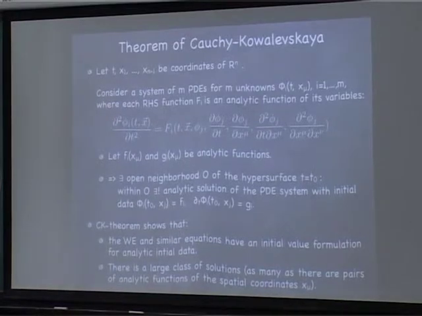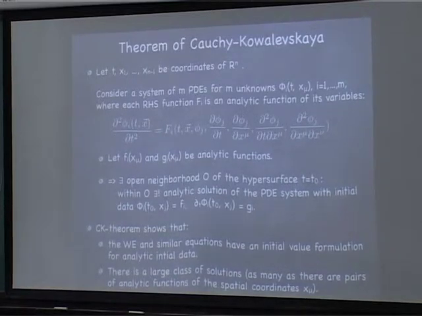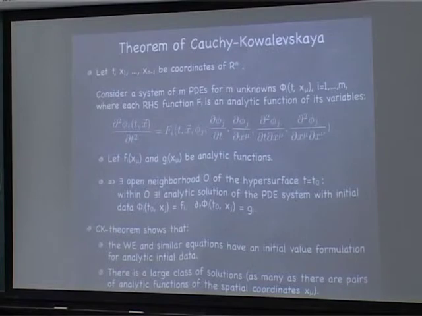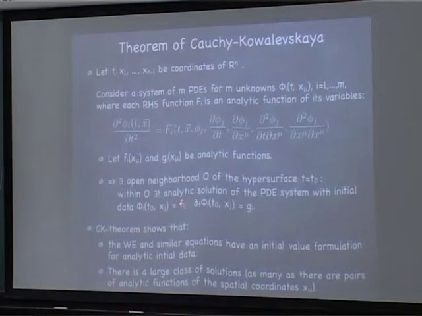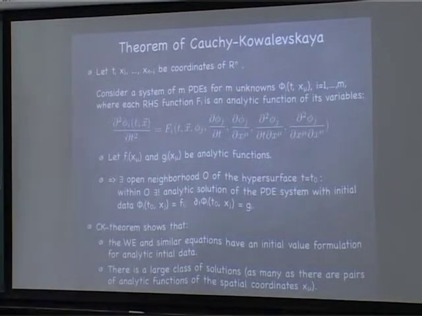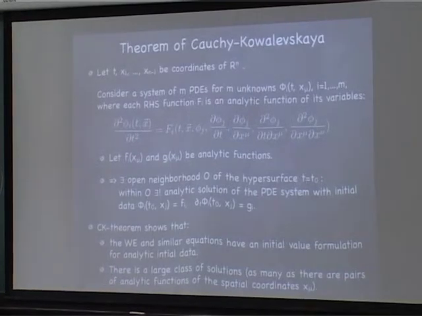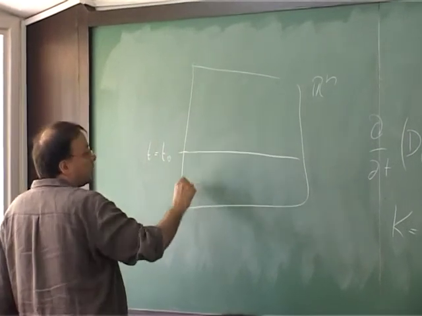And then the theorem says that there exists an open neighborhood, we call O, of the hypersurface t equals constant. And then within this open neighborhood, there exists a unique analytic solution of our PDE system such that initial data are given by: initial field is f, initial time derivative is g. Okay? So let's just make a little drawing to be sure what we have here. Somewhere here we have a manifold M, which in this case was just R^n. Then we start out with some hypersurface t equals t0. This is this one here.